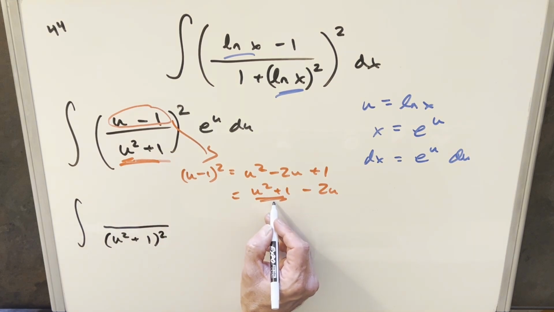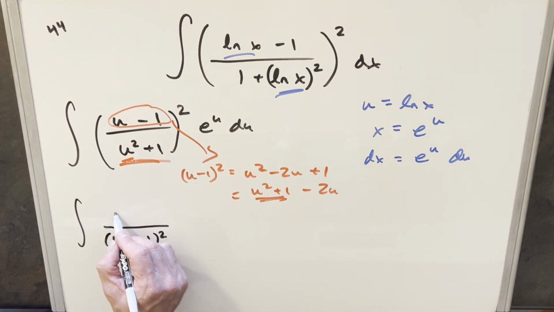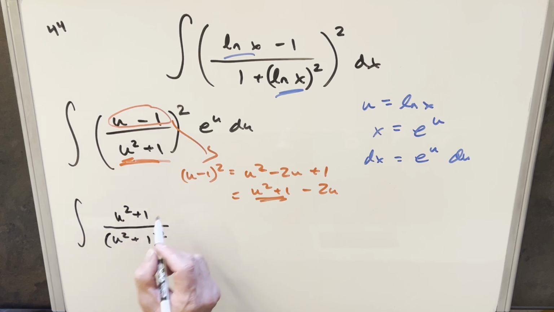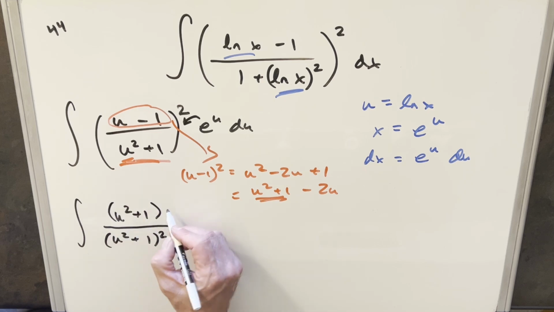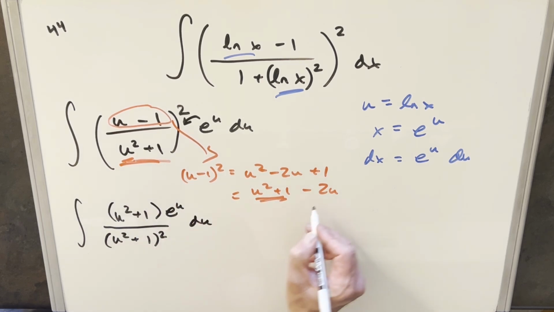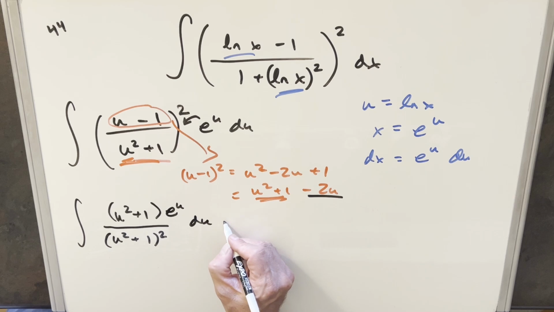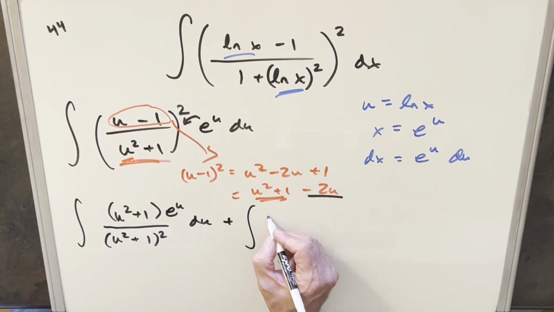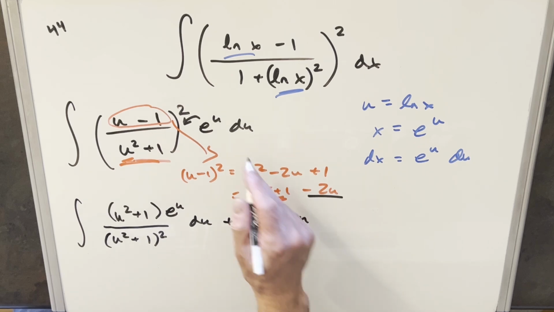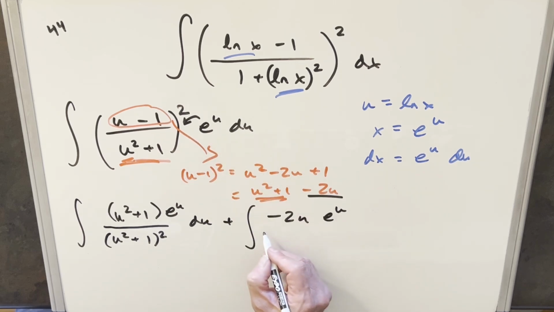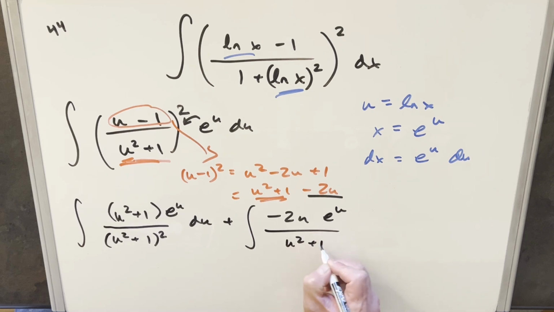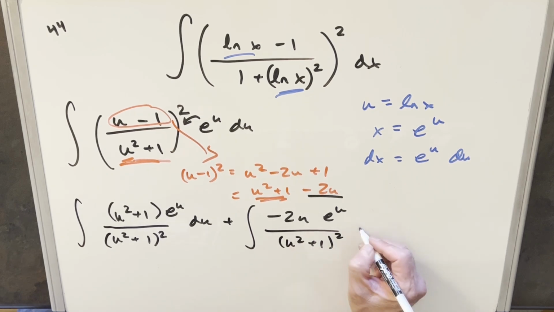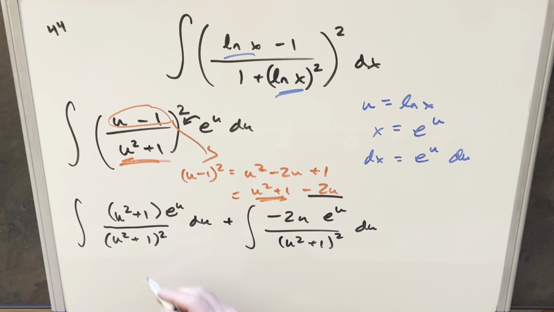Then we're going to split these apart. We'll have 1 over u squared plus 1, and we need to distribute this e to the u into both terms. For the minus 2u, we'll split it off into a separate integral. So we'll say second integral, we'll add it: minus 2u, distribute in the e to the u, and we have the same denominator and the du. But then this is the cancellation we want. We can cancel one of these with one of these.